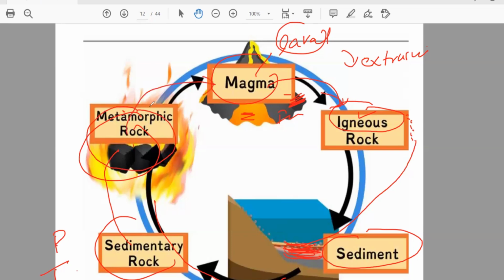So this is how the different types of rocks move in a cycle. Again converted to magma, then again magma to igneous. So it is like an ongoing process. Is it clear? The rock cycle.